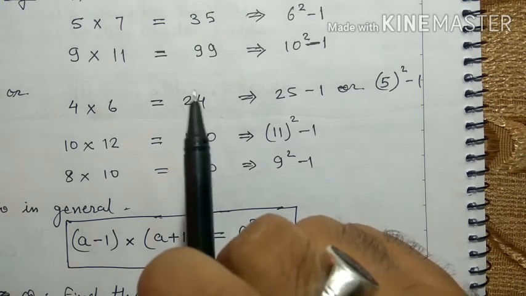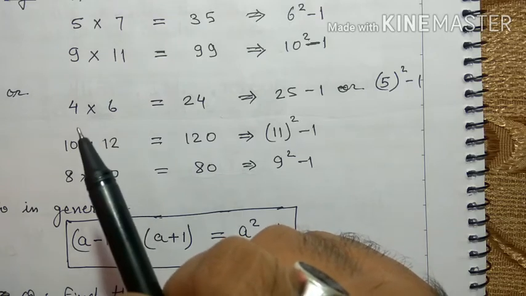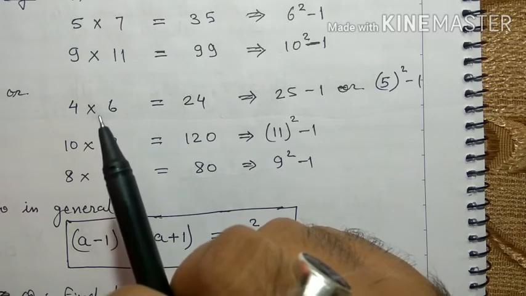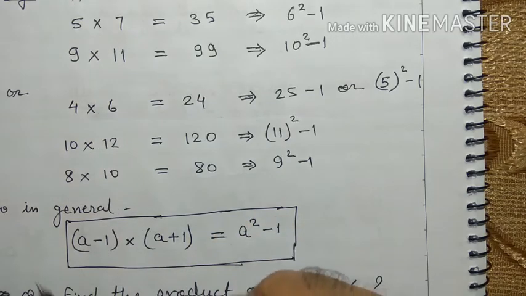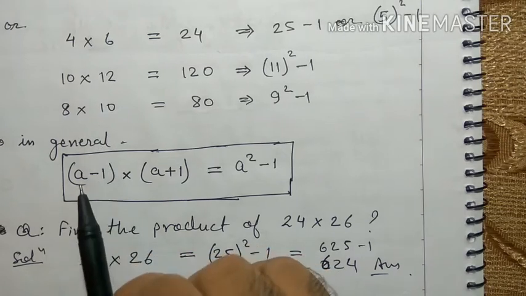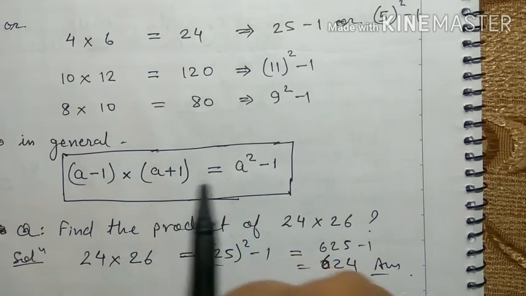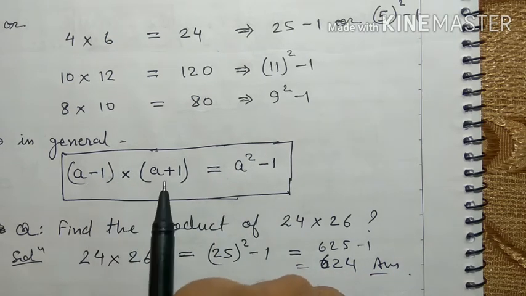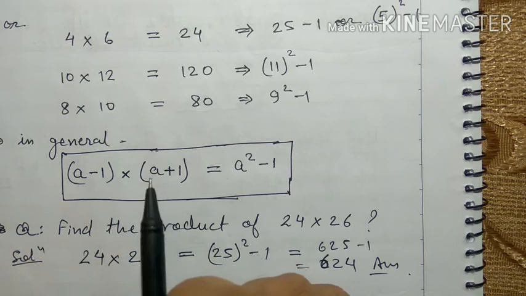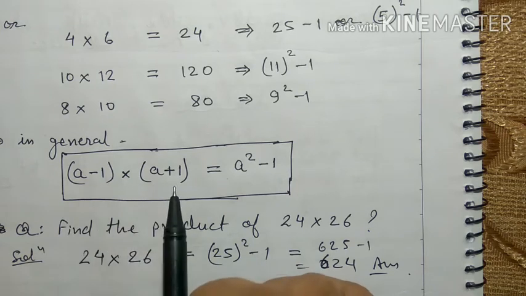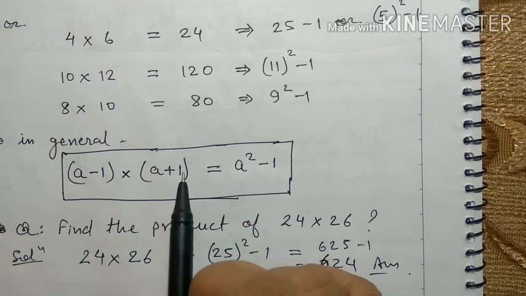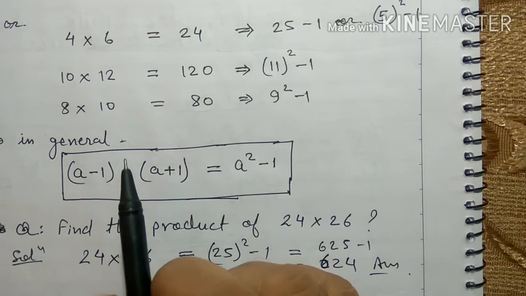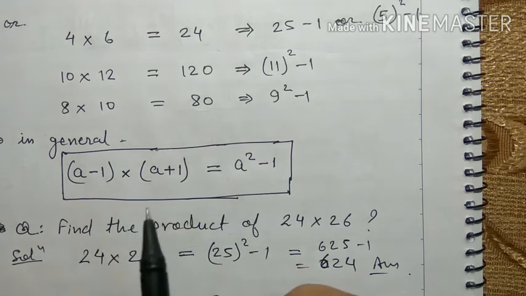Okay, so this rule is applicable for the product of two consecutive even numbers, or the product of two consecutive odd numbers. So in general we will write (a minus 1) into (a plus 1) is equal to a square minus 1, where a is in between these two numbers. Either these two numbers are even, or these two numbers are odd, but they must be consecutive. The number in between a minus 1 and a plus 1 is a, so a square minus 1 is the product of these two numbers.